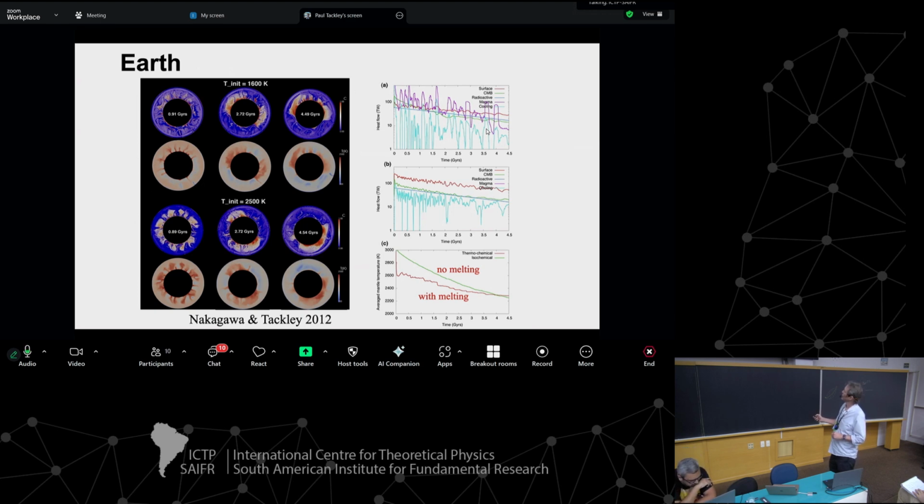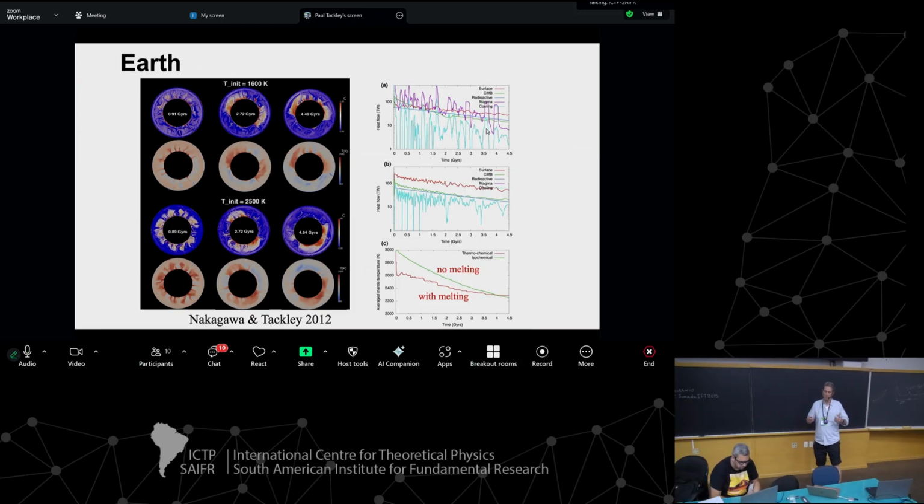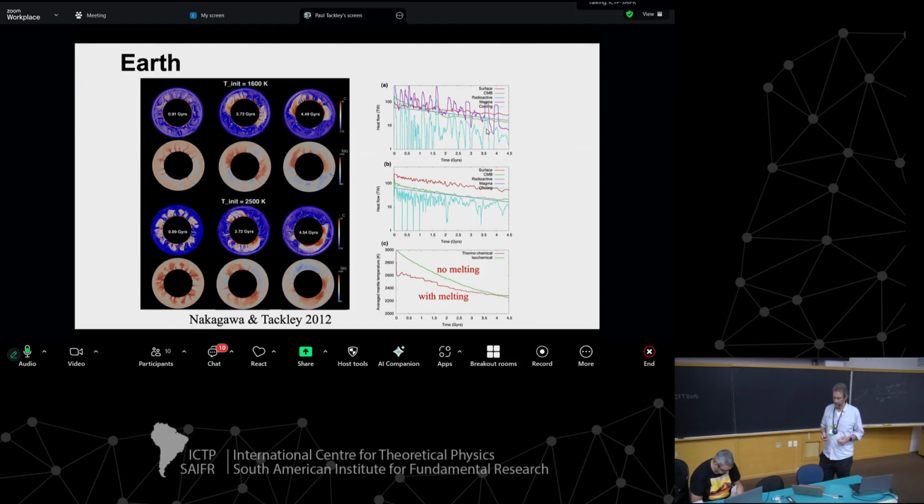And if we look at the temperature versus time, if you don't include melting, then the temperature increases more or less smoothly throughout the evolution. If you do include melting, then there's a very rapid early temperature drop, and then a gradual decline. And this early rapid temperature drop is due to extensive magmatism, which removes heat from the mantle, basically, to the surface where it radiates to space.